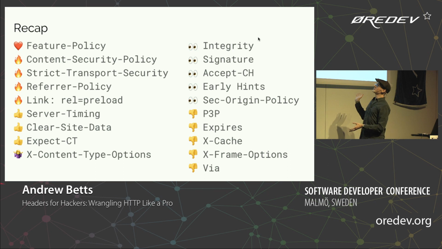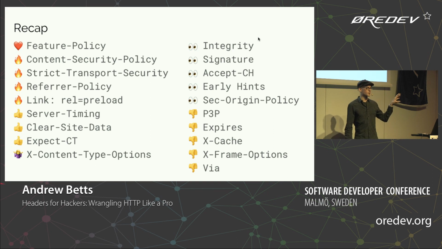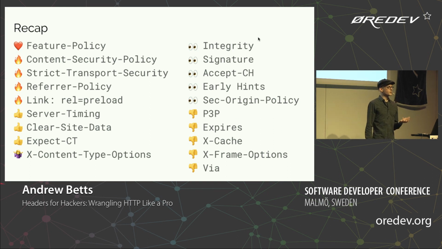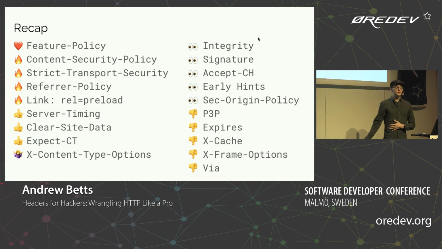So I've covered a lot of headers today. This is kind of a little cheat sheet to take home and think about. The top left ones are ones that, apart from feature policy, are ones which, if you don't have them already, you probably should. There are very few use cases that don't call for CSP or strict transport security or referral policy or link preload. At the same time, in the bottom right, if you're still serving any of these headers, maybe think about whether you really still need those.